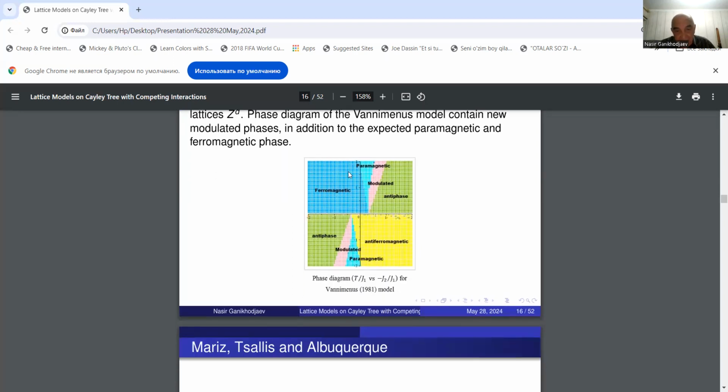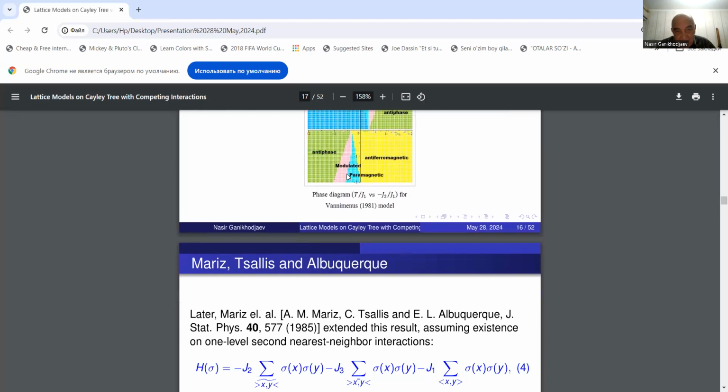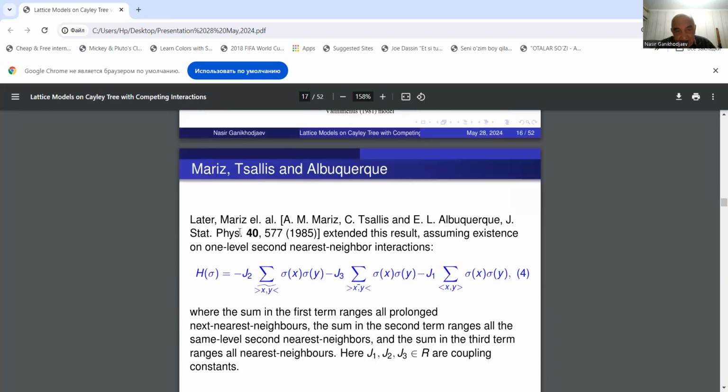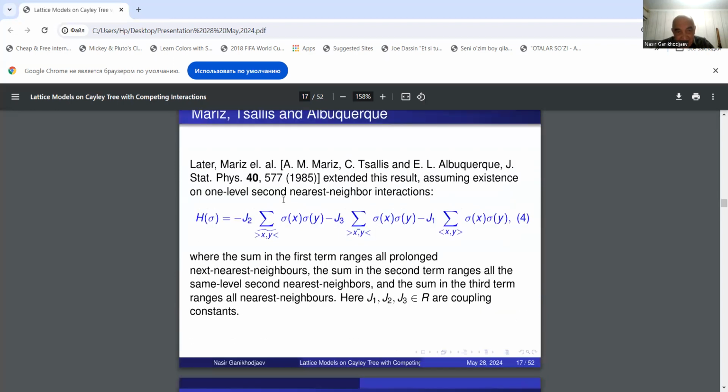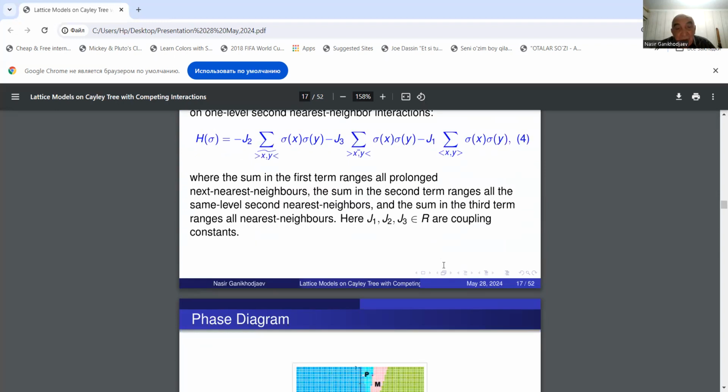So now later these three others consider combined interaction of prolonged second neighbors. Here is one level second neighbors, and this one is nearest neighbors. That is, now we have three parameters, G1, G2, G3.